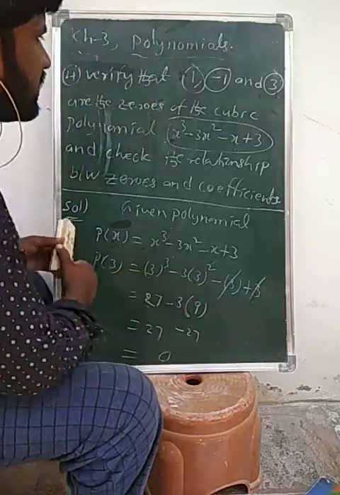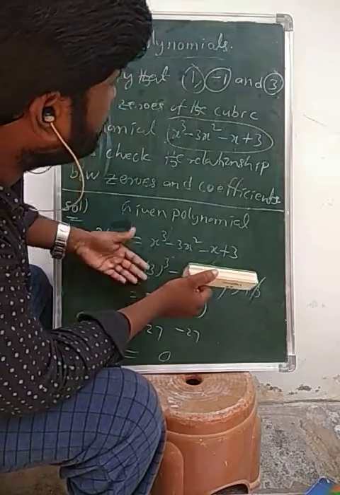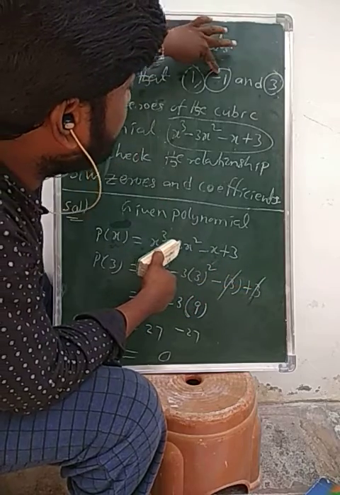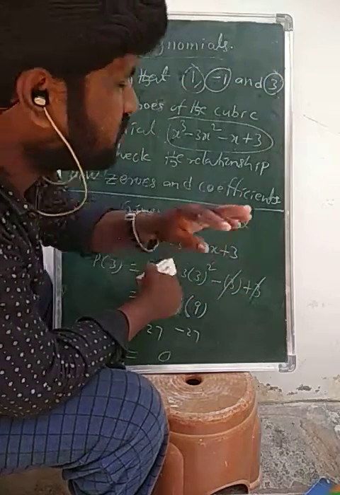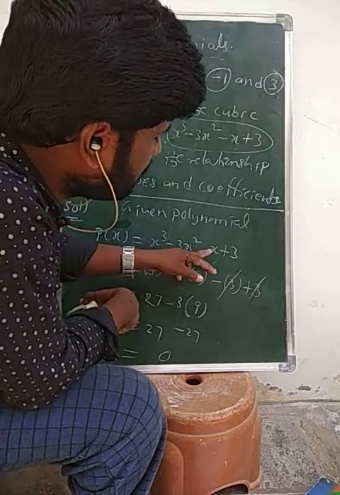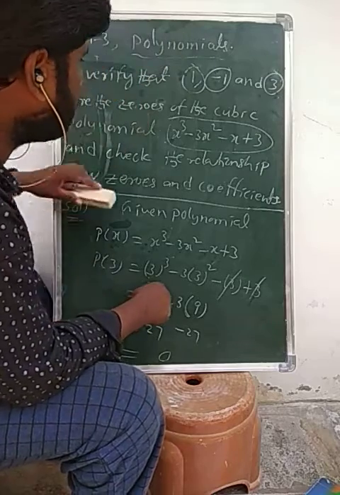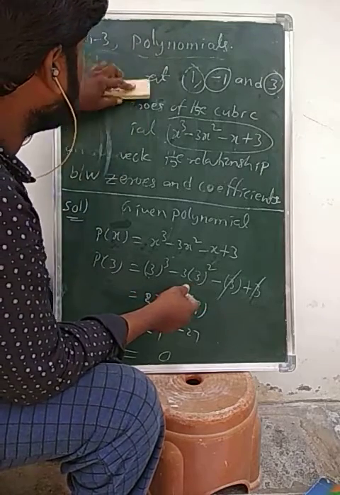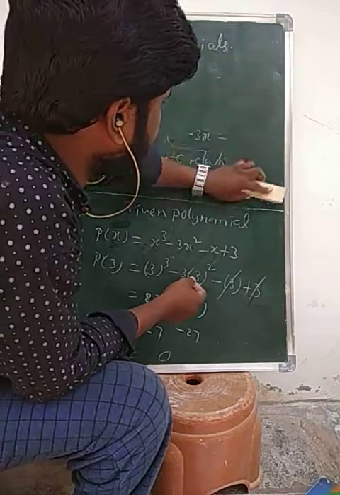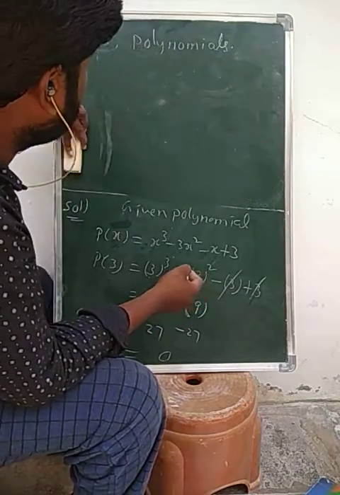Is that clear? The question said to verify that 3 is also a zero, and we verified. Okay? 1, minus 1, 3, these 3 are the zeros of the cubic polynomial x cube minus 3x square minus x plus 3. Let us check the relation. First of all, what I want to do here: a cubic polynomial has at most 3 zeros.